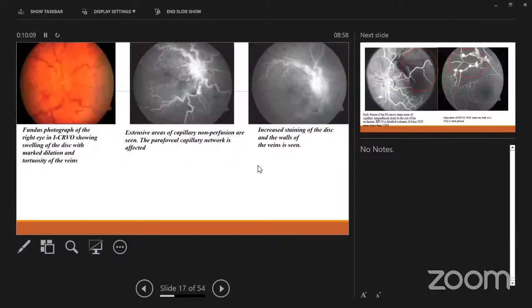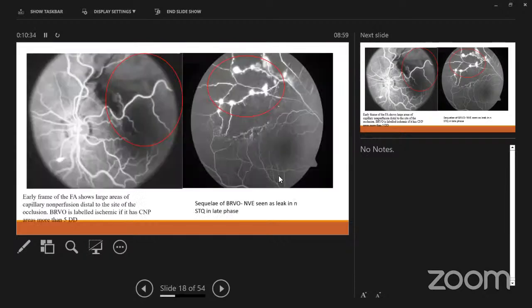In ischemic CRVO, we can see that the area of capillary non-perfusion is more than 10 disc diameters. It is extensive capillary non-perfusion, as evidenced by these hypoperfusion CNP areas, and the parafoveal capillary network is also affected. In the later scans, as the angiogram progresses, we can see increased staining of the disc and the walls of the veins.